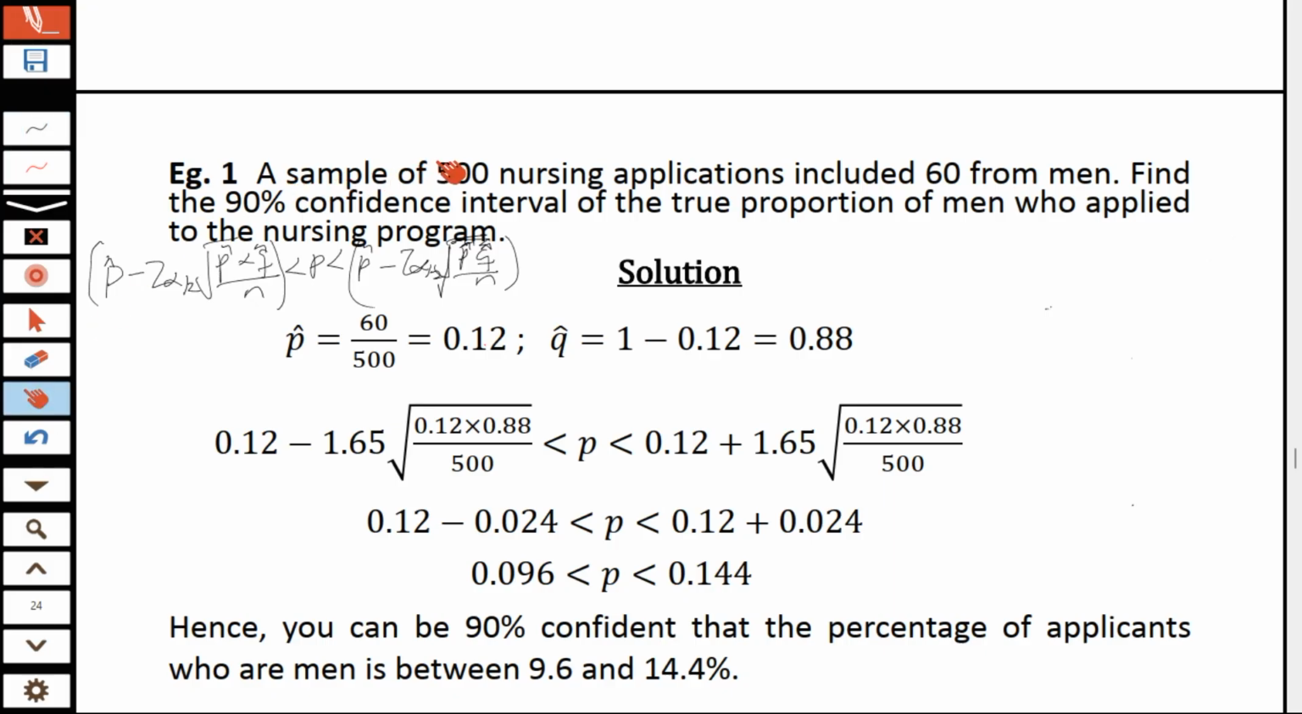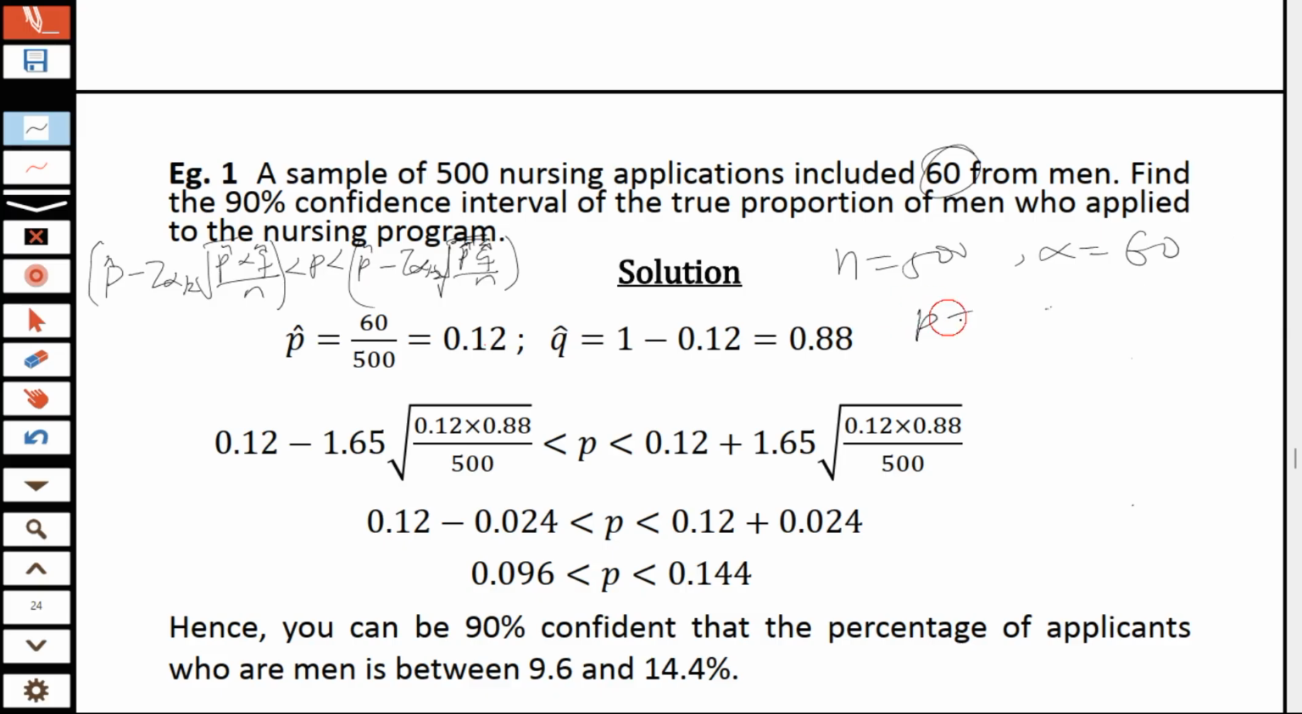A sample of 500 nursing applications included 60 from men. Form the 90% confidence interval of the true proportion of men who applied to the nursing program. So you have to just construct a 90% confidence interval, right? So from the question, we know that our n was given as what, 500, and our x is given as what, 60 men. So 60.